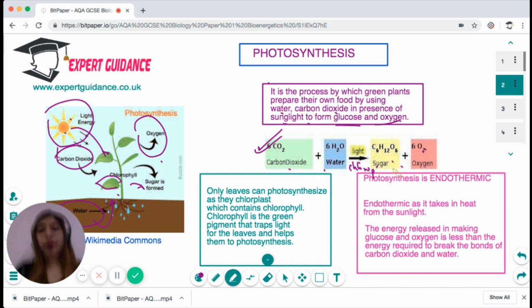If you can remember the word equation, that would be great. So it is carbon dioxide plus water, H2O, gives C6H12O6 plus O2. Remember, you have to put 6 everywhere except in the glucose.